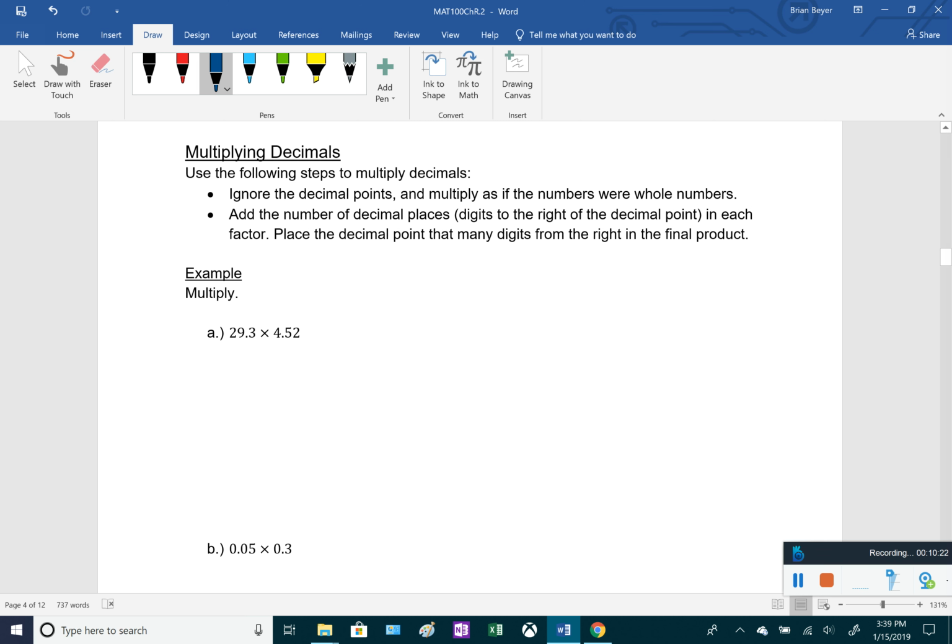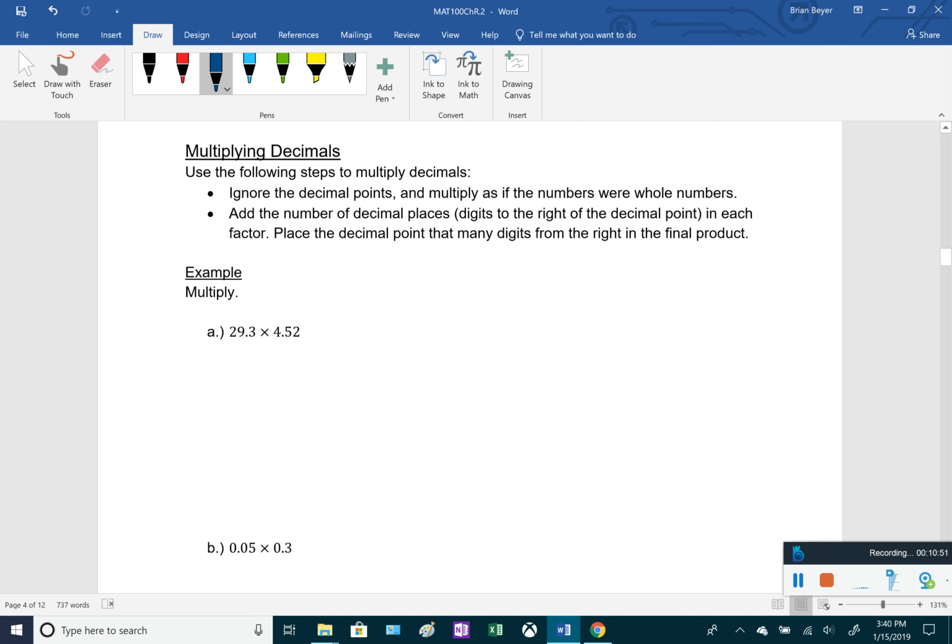Okay, so next, multiplying decimals. For multiplying decimals, what we're going to do is ignore the decimal points at first. We're going to pretend as if the numbers were whole numbers, and multiply them like we usually do. And then we're going to add the number of decimal places, which is digits to the right of the decimal point, in each factor. And then we're going to place the decimal point that many digits from the right in the final product. Okay, so let's do these examples.